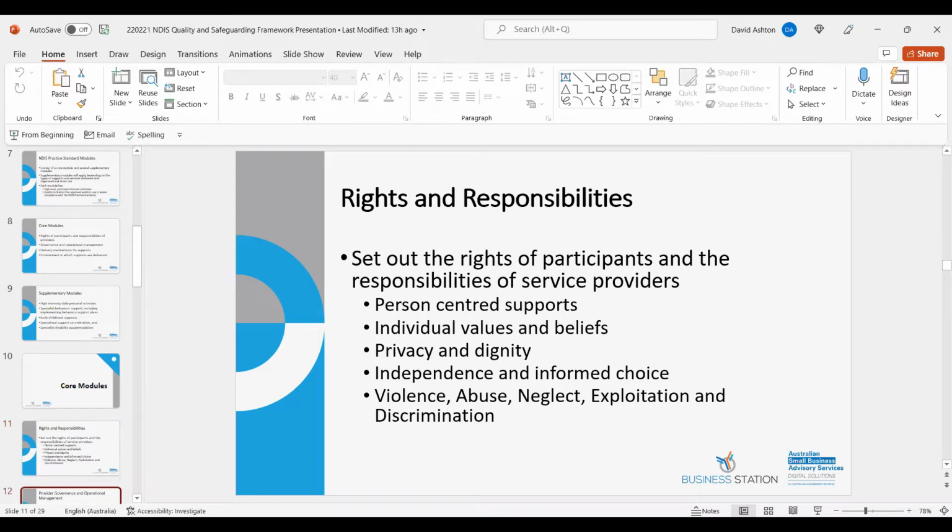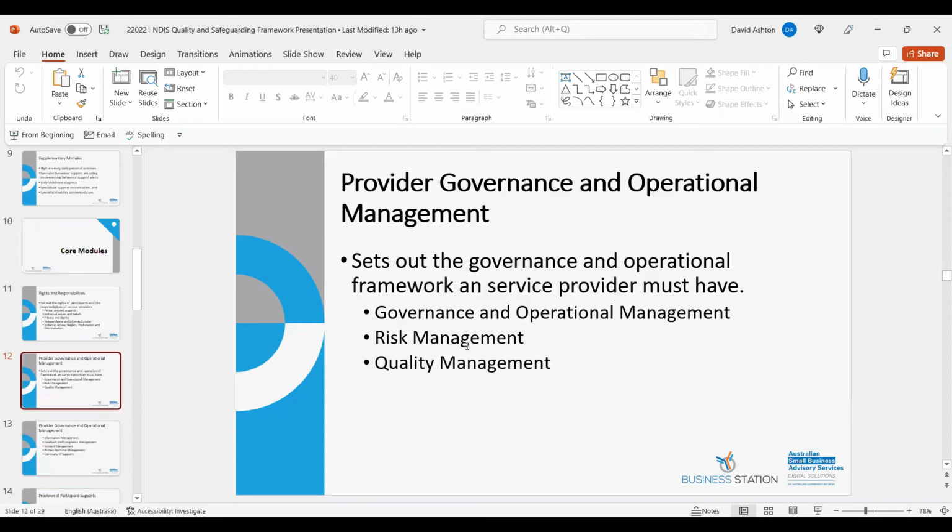The next module is around governance and operational management. So this is looking at your organisation and how you're going to manage that. So this is the operational management side of it. How do you run your organisation? That's what this section is about here.